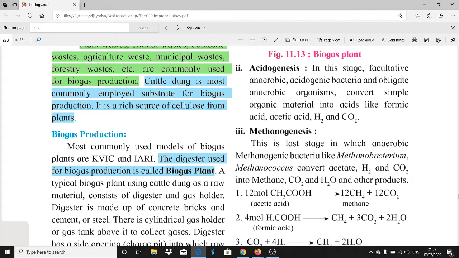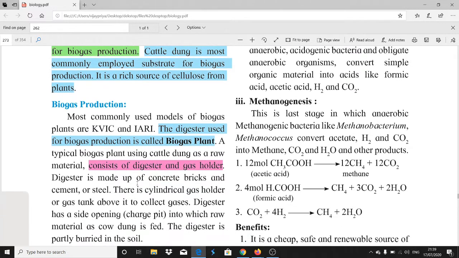A typical biogas plant using cattle dung as a raw material consists of a digester and a gas holder. The digester is made up of concrete bricks and cement or steel. So these are the different parts. What does the biogas plant consist of? It consists of two parts: a digester and a gas holder. This is important. Out of these two, the digester is made up of concrete bricks and cement or steel.